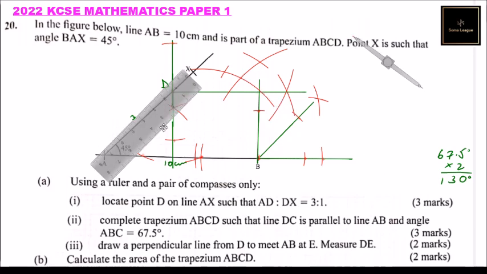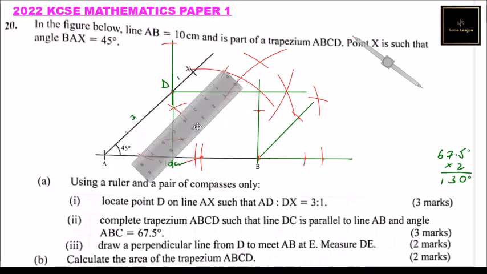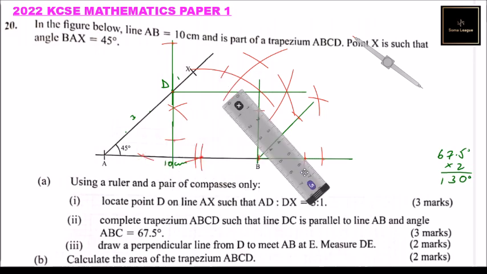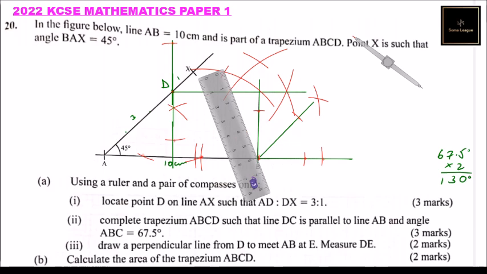Then using a ruler, we can now be able to draw our angle. So this is that. And now that is our angle. So with that, we have now managed to locate the position of C. So we have now our C. This is our point C.